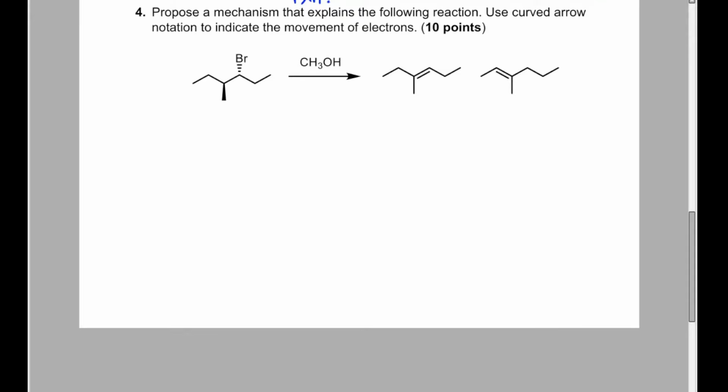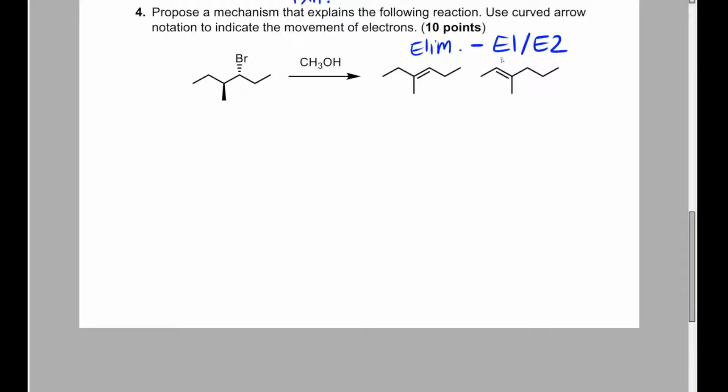Propose a mechanism that explains the following reaction. Use curved arrow notation to indicate the movement of electrons. So for this problem, we're also not told whether it's going to be elimination or substitution, but we can tell based on the reagents we're given and the products we're given. Since we're only given two alkene products, we know it's going to be elimination. So it's going to be either E1 or E2. And technically, if it's going to be E1, it's going to also have SN1 involved, but we can just ignore that since we're not given any products that are alkanes. So we're only going to be dealing with elimination in this case.